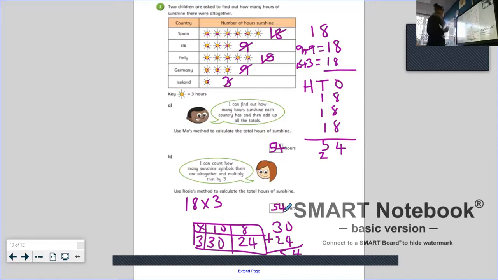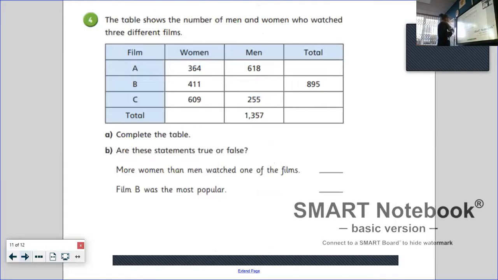Whoa! There's different ways, guys. And actually, I don't know about you, but I found Rosie's method easier, but you could also have found Mo's method easier. So that's what it's all about. There's different ways. Right, last one before we look at our books.